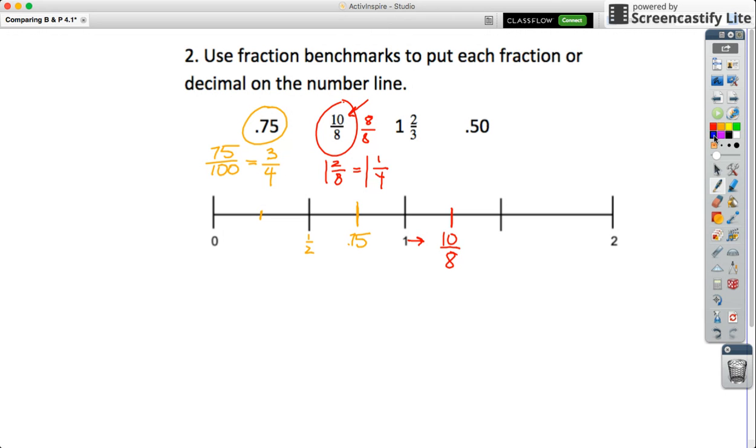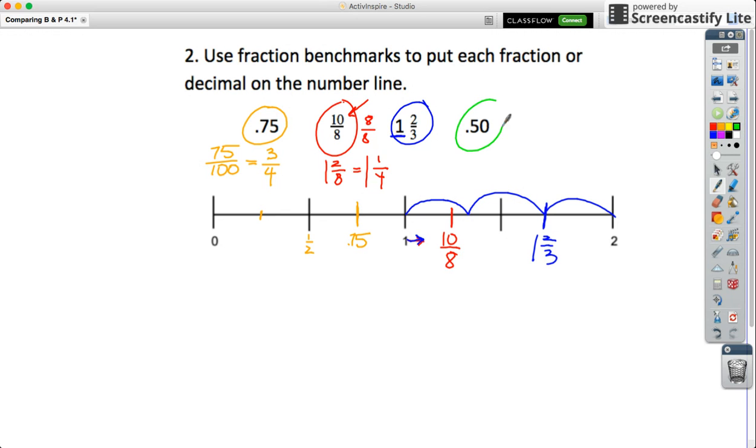All right, my next one here is 1 and 2/3. That is a number that I like to work with. I know that it's going to be greater than 1 on my number line because we have 1 whole right here. And then I know that I can split up my number line into thirds by making 3 jumps, which would make right here 1 and 2/3.